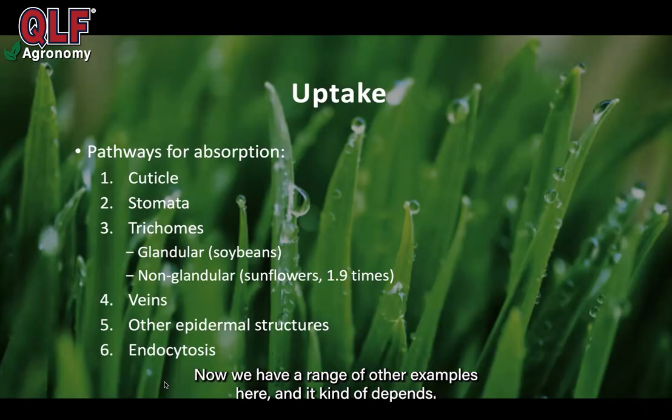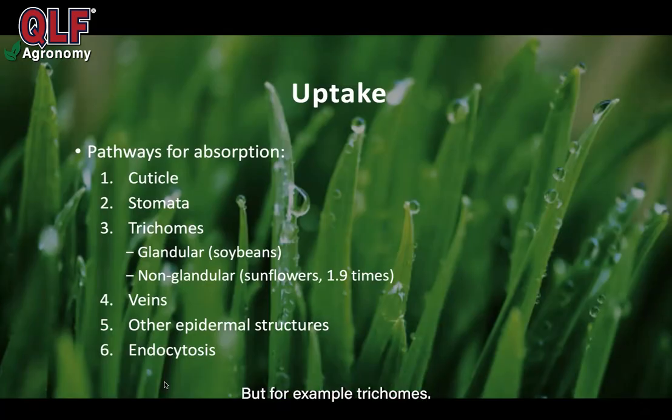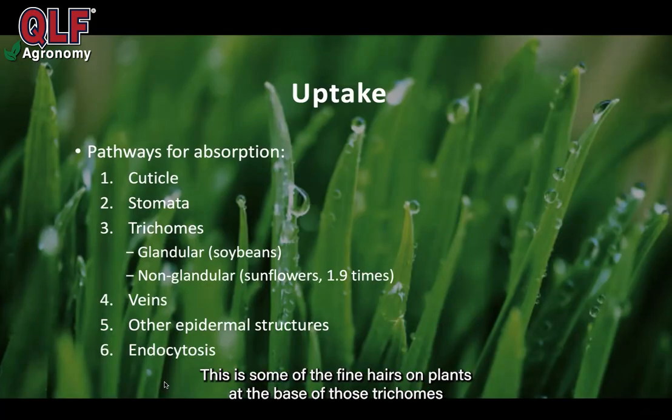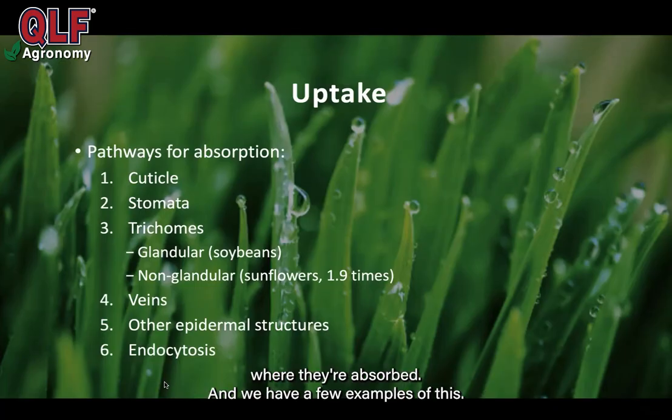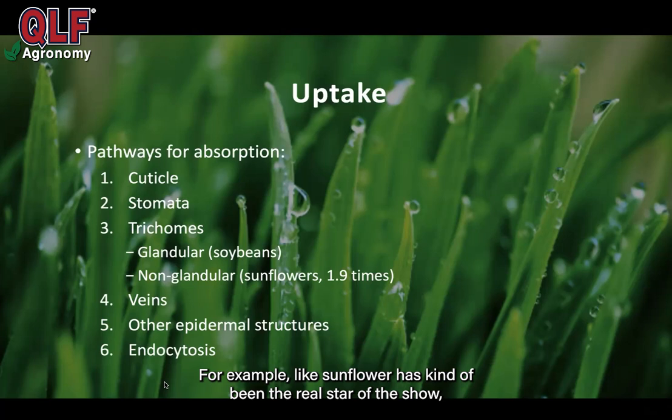Now we have a range of other examples here, and it kind of depends. We have different examples in the literature, different crops maybe specializing in this more or less than others. Kind of depends on a case-by-case scenario. But for example, trichomes, this is some of the fine hairs on plants. At the base of those trichomes, it has been shown that the trichomes kind of catch the nutrients, funnel them down to the base of those trichomes where they're absorbed. And we have a few examples of this. For example, like sunflower has kind of been the real star of the show.